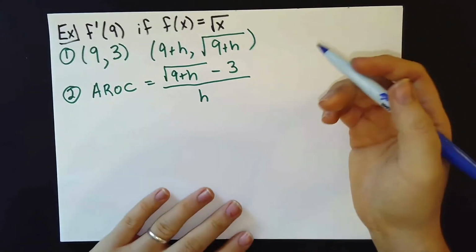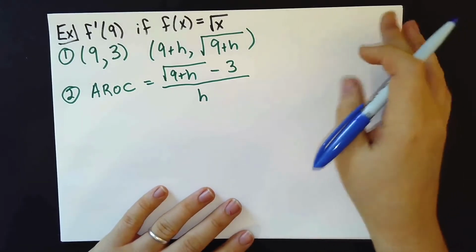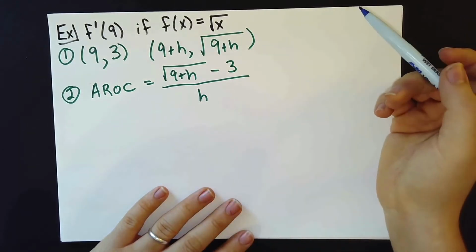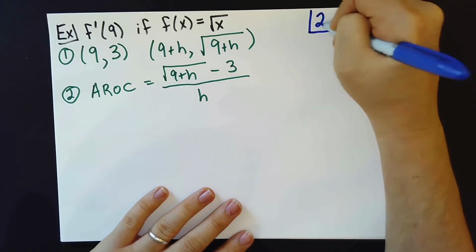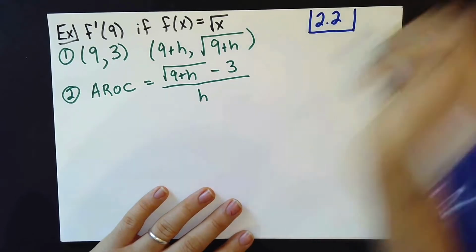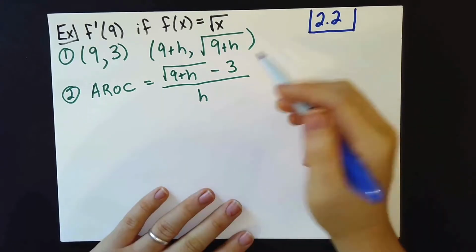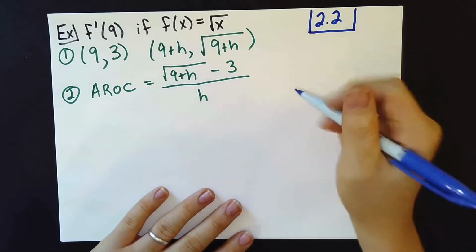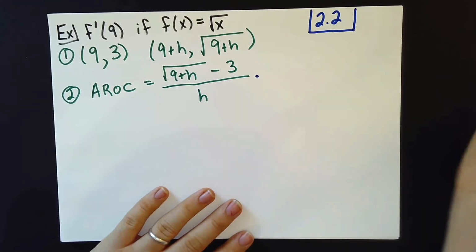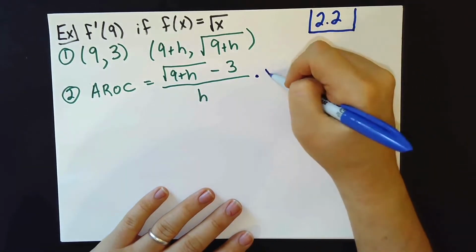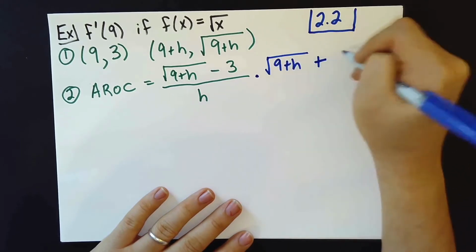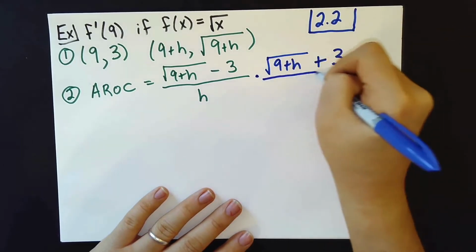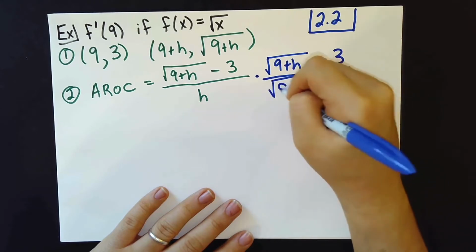Rather, what do I have to do? Well, I have to call back to the trick we talked about in section 2.2, so you can go review that video if you want, where we want to get rid of a square root, and the way we can sort of get rid of a square root is by multiplying by the conjugate. Okay, so namely, I multiply by the square root of 9 plus h plus 3 divided by this same thing.